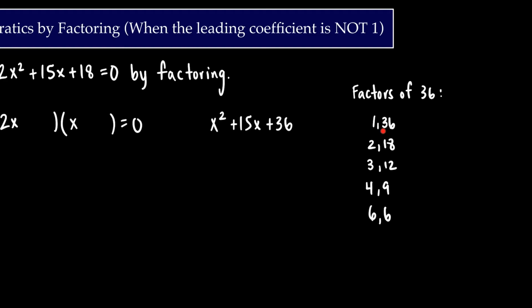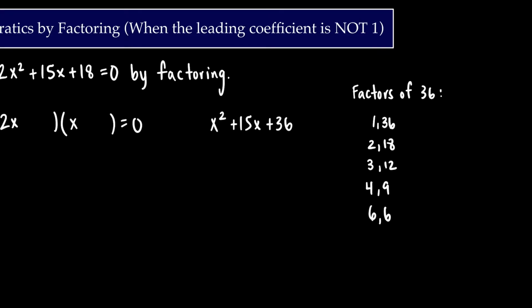18, we've already got. 18's halfway there. So once we get halfway there, we're done having to check. We're looking for a pair here that multiplies to make 36 and adds to make 15. So that would be not these guys, not these guys. 3 and 12 should work.